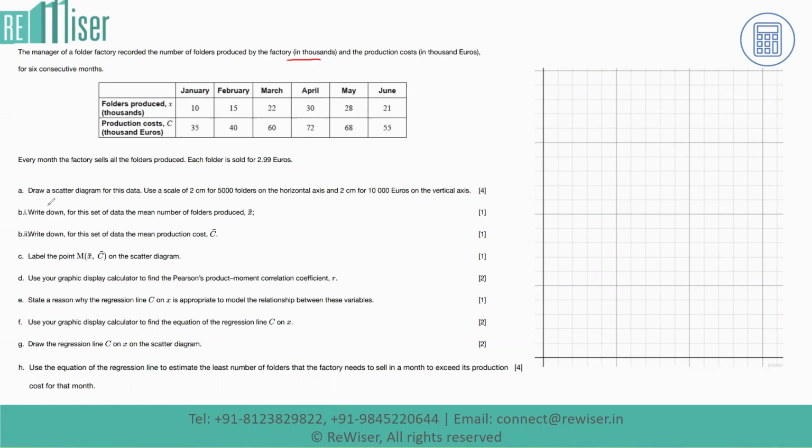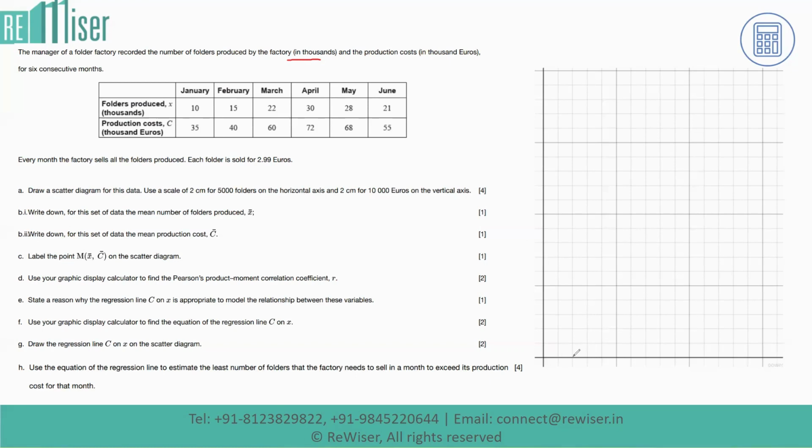Now for part A, we need to draw the scatter diagram for this particular data and use the scale 2 centimeters as 5,000 folders on the horizontal axis and 2 centimeters as 10,000 euros on the vertical axis. This is what we need to use. So on the horizontal axis we need to use 5, 10, 15, something like that, and on the vertical axis, 10, 20, 30, something like that.